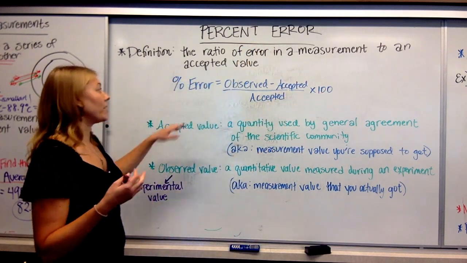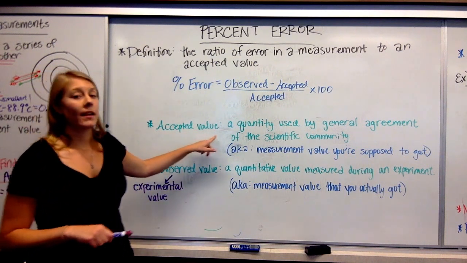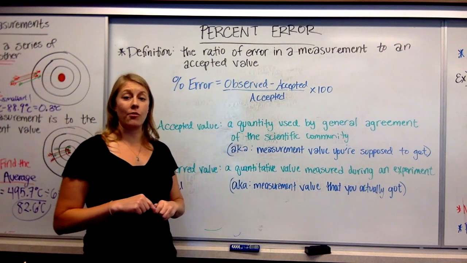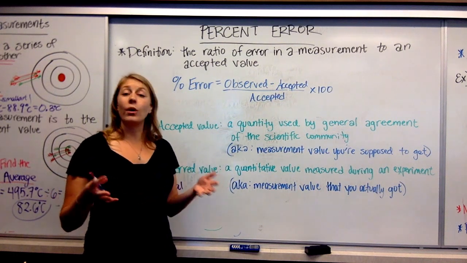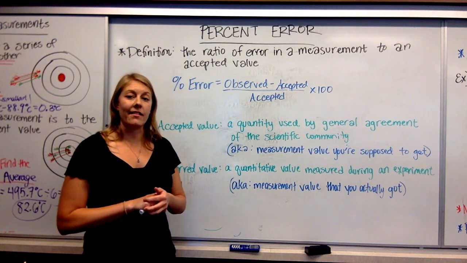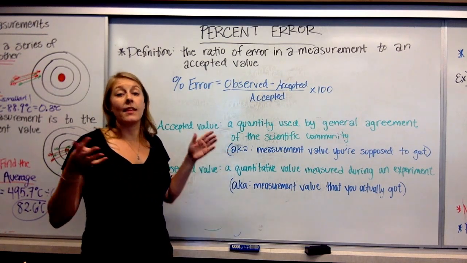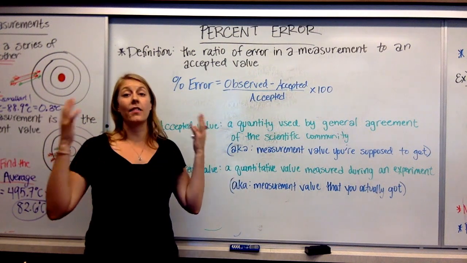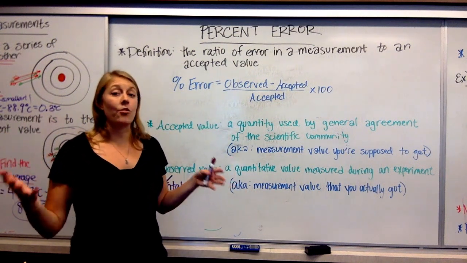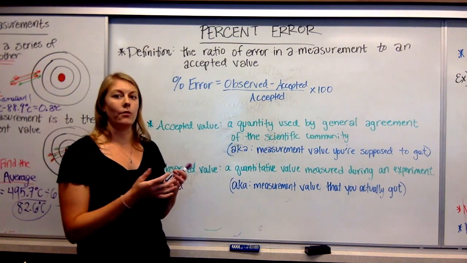Now, what do the terms observed and accepted mean? Accepted value is a quantity used by general agreement of the scientific community, right? So the boiling point of water being 100 degrees Celsius, that is general agreement of the scientific community that that is the boiling point of water. Many experiments have been done on this. Scientists across the world have tested that, and that is our general agreement for the boiling point of water.